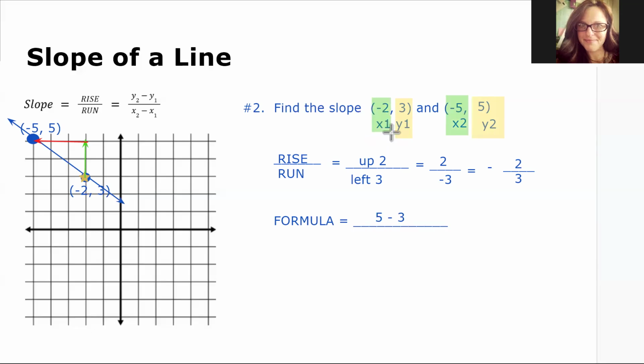-5 minus parentheses -2. 5 minus 3 is 2. -5 minus -2. You could rewrite that, minus a negative, -5 plus 2. And we end up with -3. See, once again, we end up with -2/3 for our slope.